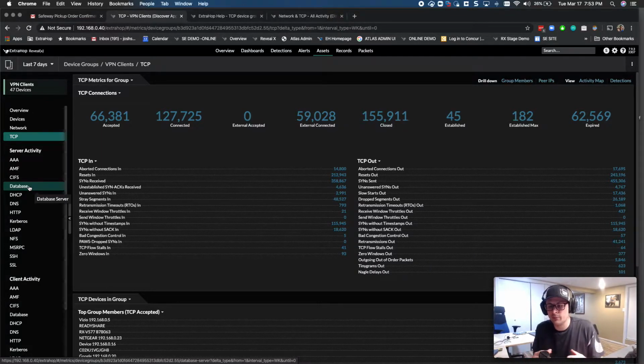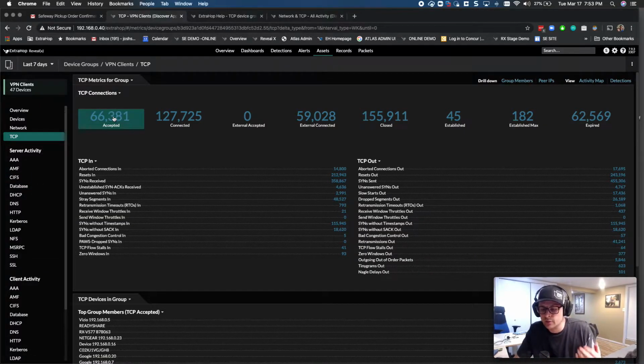Once you build your VPN client group, you could also build one for some of your F5 VIPs or other things where your remote workers and remote connections are coming in. We can look at how many TCP connections we're accepting and how many outbound connections there are. That'll tell you, back and forth, are we overloading any of our VPN concentrators or spinning up too many connections? Are our VIPs and our VPN concentrators able to handle that load?